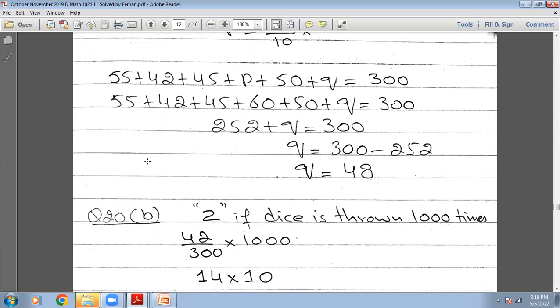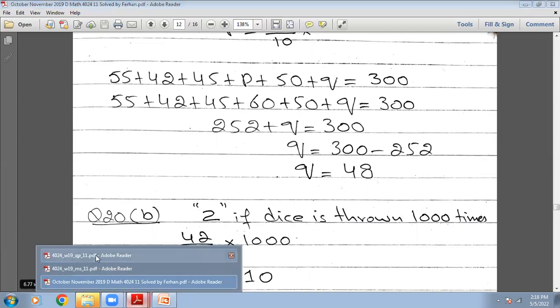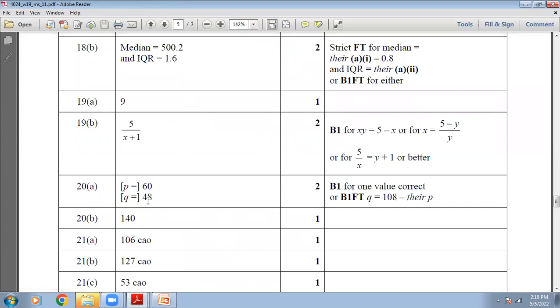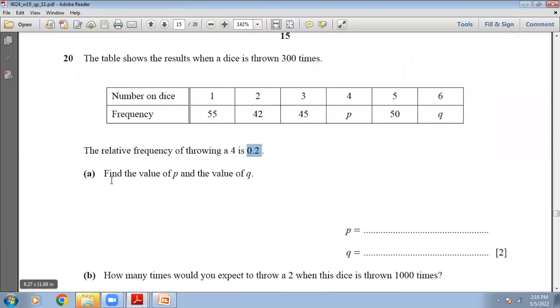It's a simple question. So that was question number 20, part A. So let's check. 48 is the right answer, sir. Okay, so let's move to the next part.